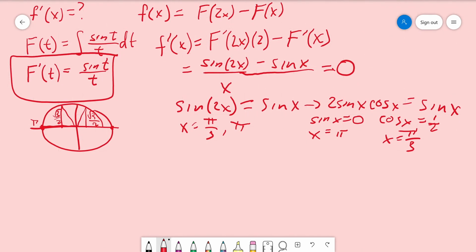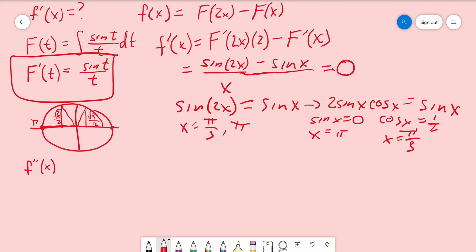In order to decide if each one is a local max or a local min, we're going to have to check the second derivative. Remember, if the function is concave up at that point, it's a local min. In other words, if the second derivative is positive. And if it's concave down, or if the second derivative is negative, it's going to be a local maximum. So let's write out what the second derivative is.